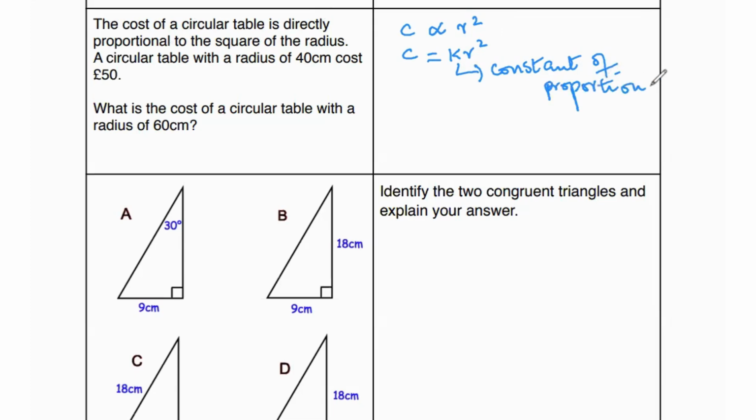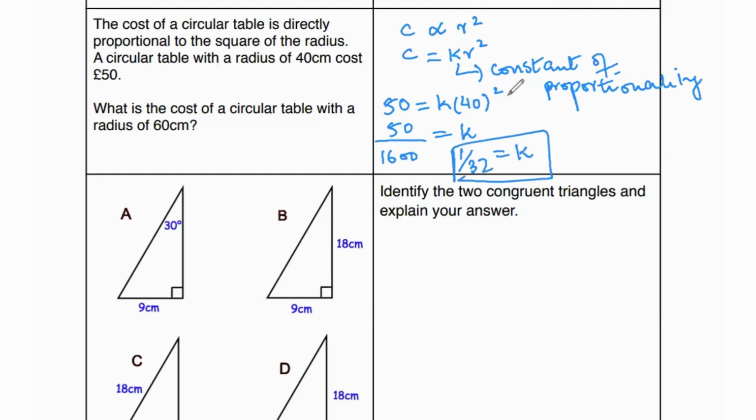If it was inversely proportional, then it would be C equals K over R squared. Because in inverse proportion, one thing is increasing so the other is decreasing, or vice versa. But in direct, either both are increasing or both are decreasing. When the cost is 50, the radius is 40 centimeters. So K is 50 over 1600, which is basically 1 over 32. That is the value of K.